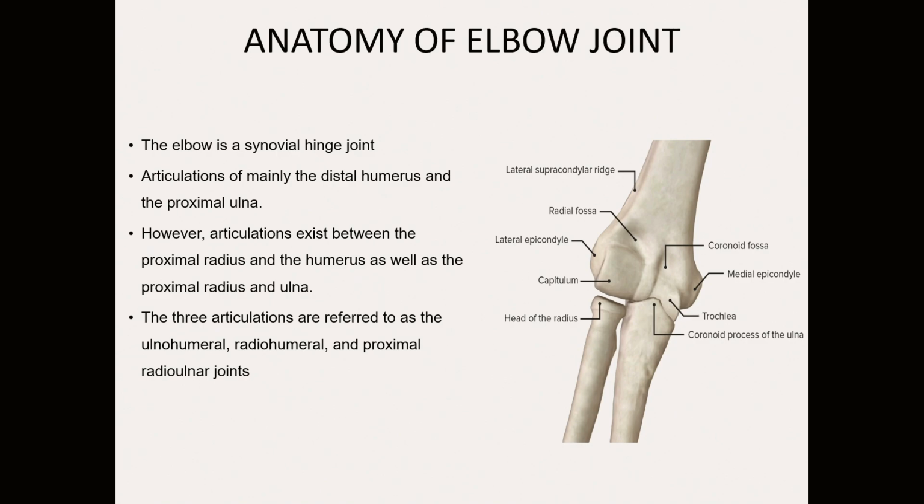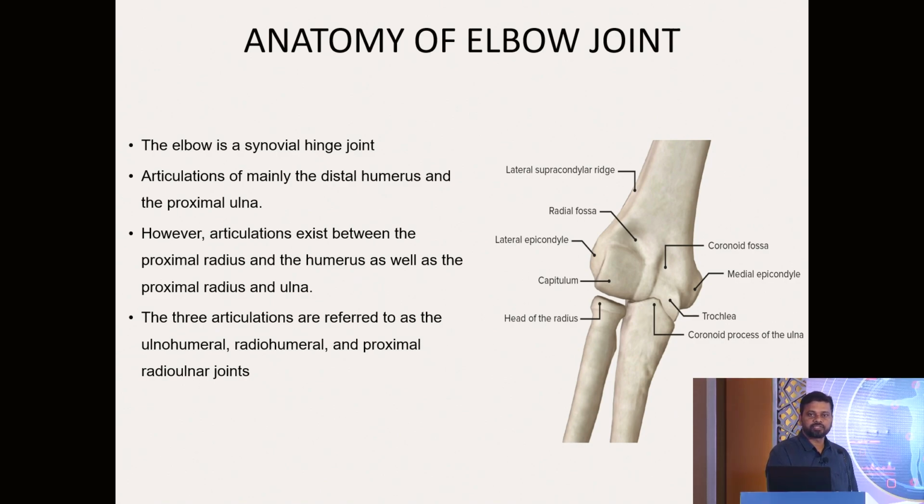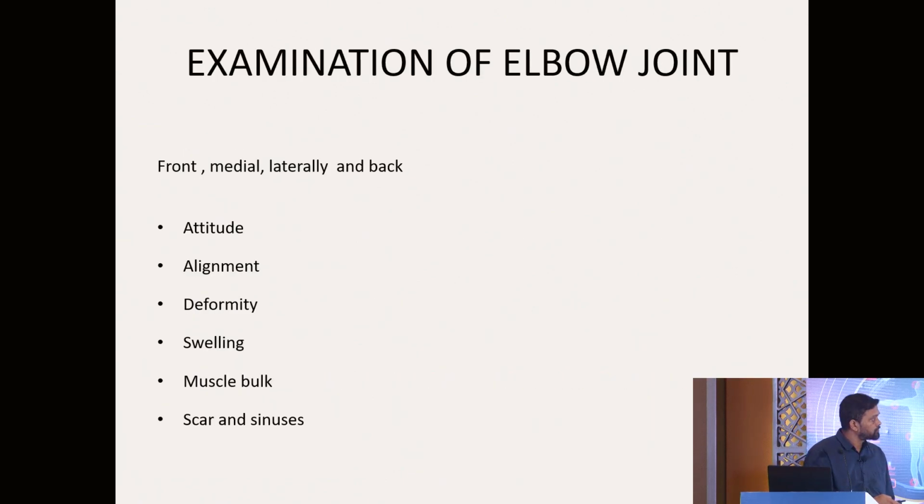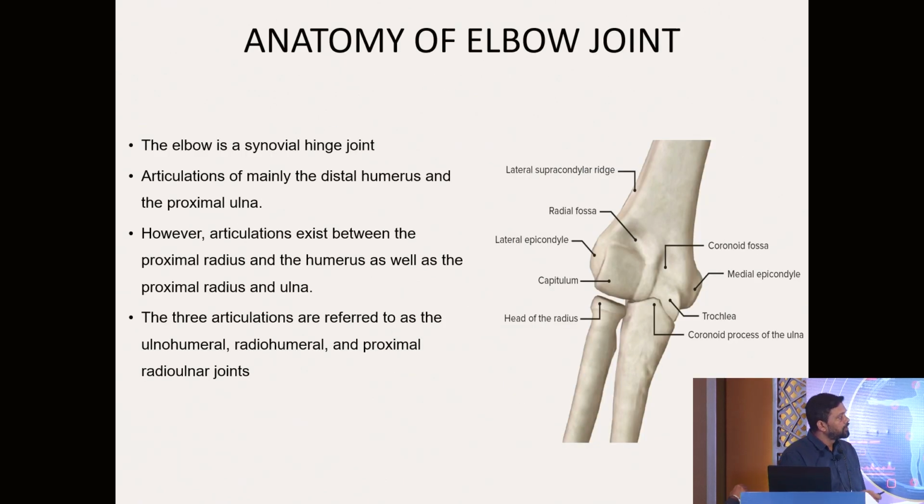Okay, again we'll start from the anatomy of elbow joint. It is also just like ankle joint. It is a synovial hinge joint. The primary articulation again is between the humerus and ulna. This is the primary articulation. The other one is between the humerus and radius, and the third articulation will be ulna and radius, the radio-ulnar joint. So these are the primary anatomy of elbow joint.